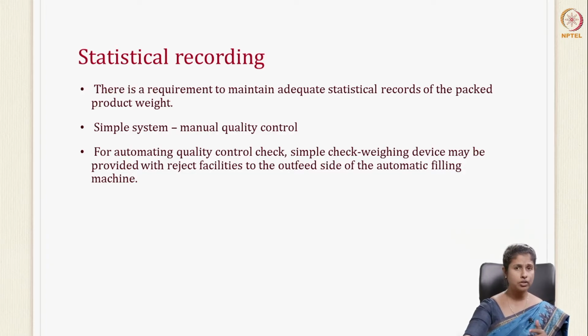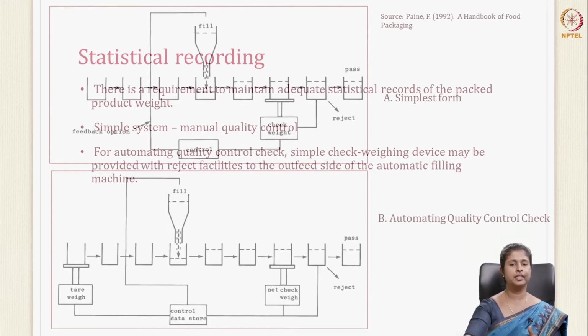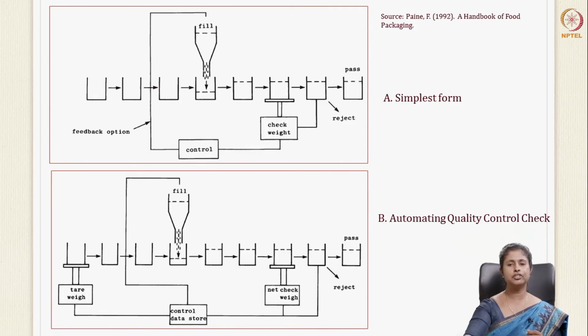There is also an automated quality control check where they will keep a simple weight checking machine, and suppose the weight is underfilled, it will be rejected or else it will pass. And this picture here shows a simple method in which you can maintain this. You have a feeding option here, you have the control. Once it is filled, it goes in, it is manually checked. If it does not meet the requirements, it's rejected or it is passed.